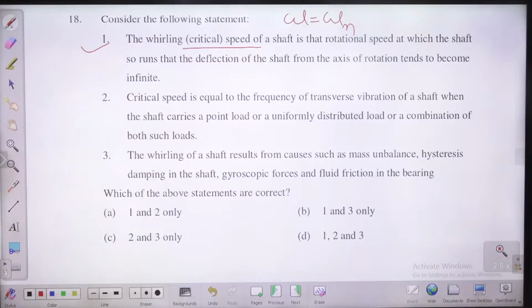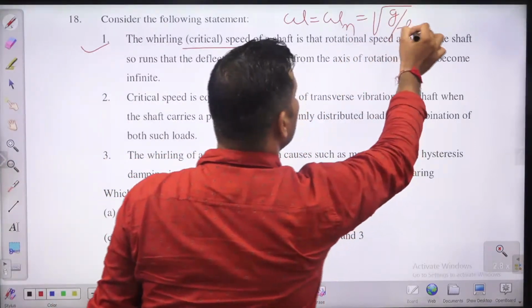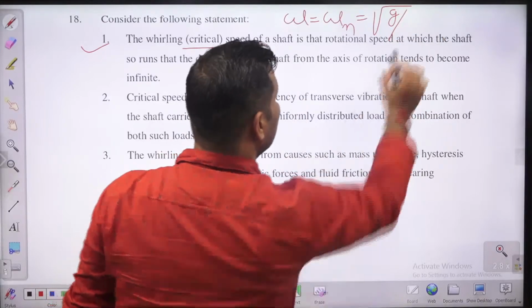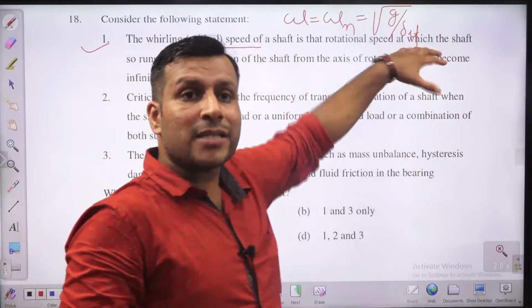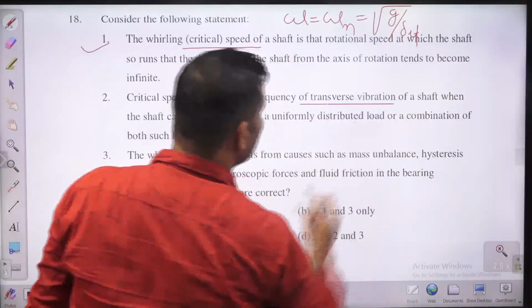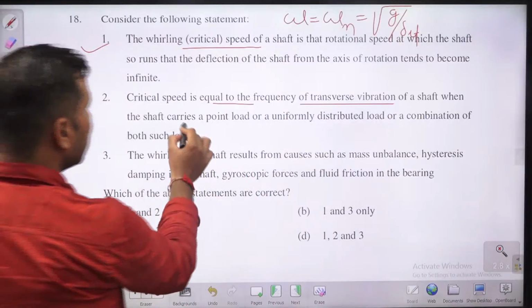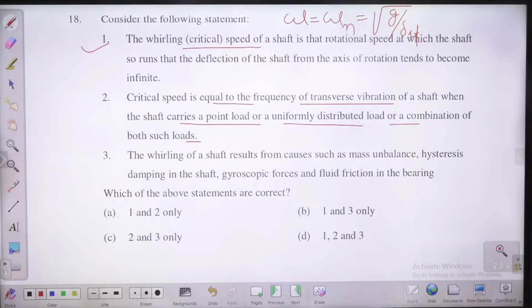The critical speed is equal to the frequency of transverse vibration of a shaft. Guys, critical speed or whirling speed is nothing but under root g by delta st, where g is the acceleration due to gravity and delta st is the static deflection. So critical speed is equal to the frequency of transverse vibration of a shaft when the shaft carries a point load or a uniformly distributed load or a combination of both such load. Is it right, guys?